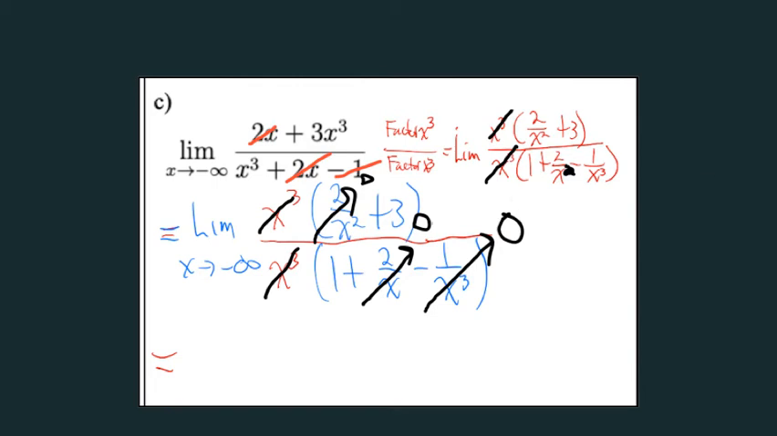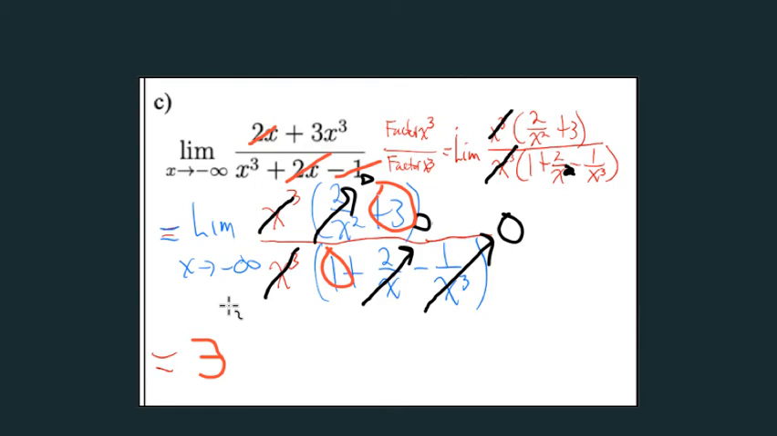So what do we have left? Well, not much. We've got 3 left in the numerator, 1 left in the denominator, and that equals 3. So that would mean we have a horizontal asymptote at y equals 3.